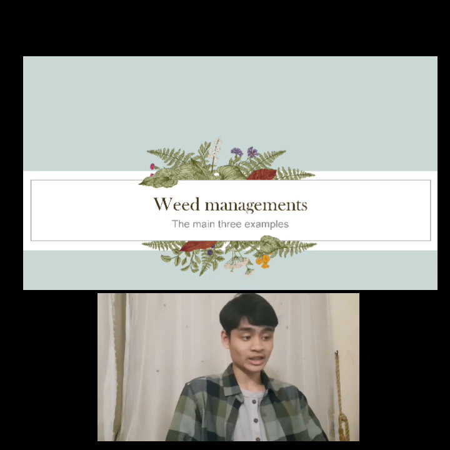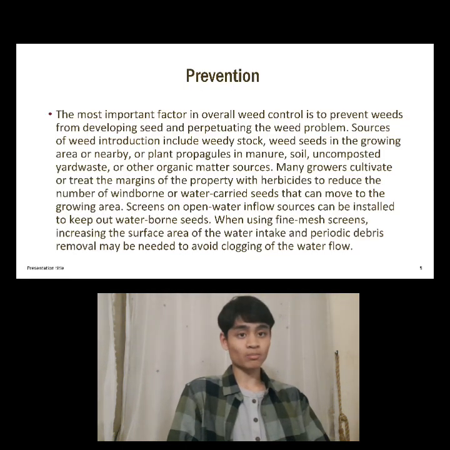So next we have weed germination. Wait, no, not weed germination. Weed management and the main three examples. So the first one we have is prevention.